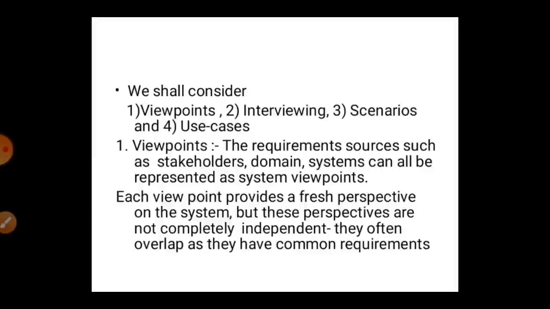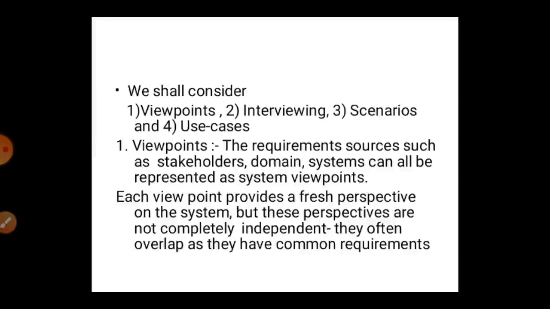Point number 2. Sources of information during the requirements discovery phase include documentation, system stakeholders, and specification of similar systems. So the sources from which we can collect the information are documentation available, system stakeholders' opinion, and similar systems' specification that is available.